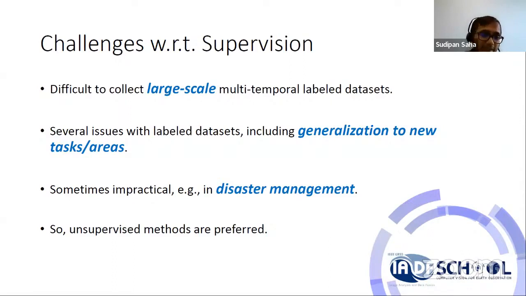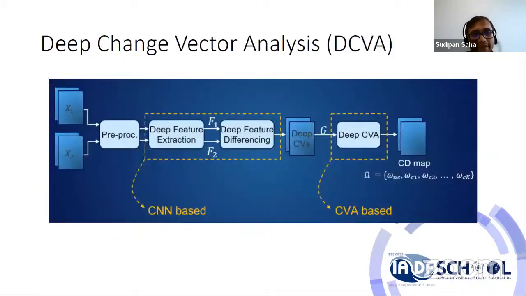And here comes the technique that we just mentioned, right? Using a network trained in a supervised manner, just as a feature extractor, to design an unsupervised change detection mechanism. How? We'll come to that in the next slides. So this is the mechanism, deep change vector analysis, okay?